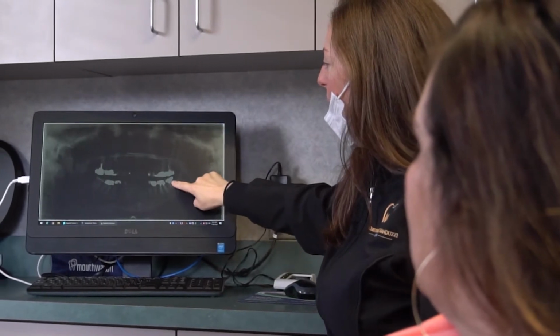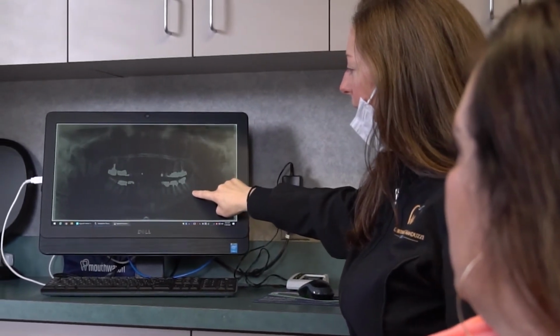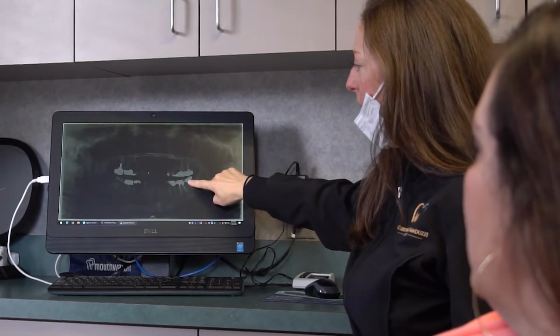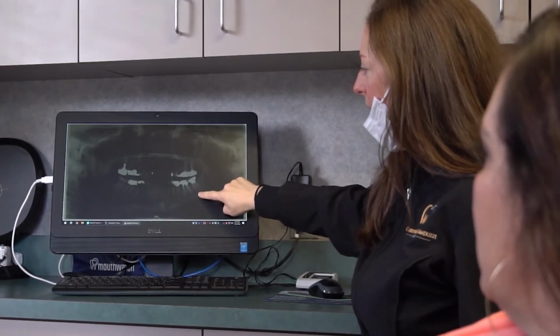What's referred to as a full mouth series of x-rays is an important set of x-rays typically taken once every 5 years to show every tooth in the mouth in detail. A full mouth series includes the bite wing x-rays we discussed a moment ago and is truly the best way to diagnose cavities, abscessed teeth, and bone loss associated with periodontal disease.